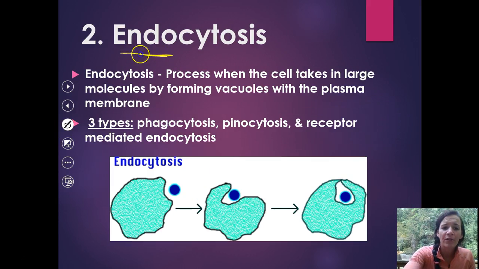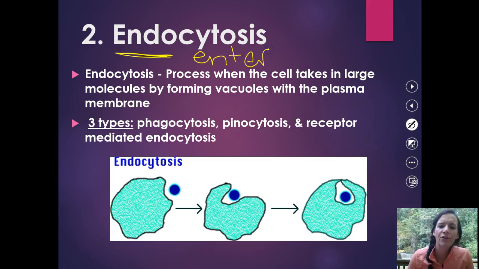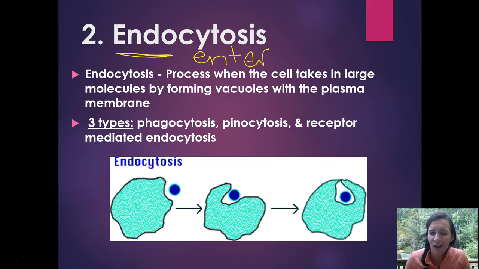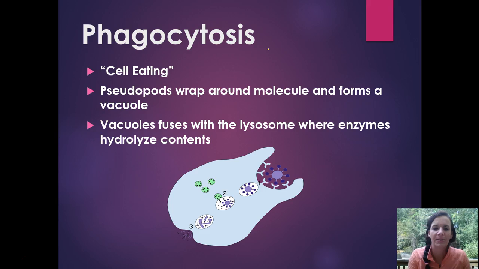Endocytosis, endo meaning enter, is a good way to remember that. In endocytosis, things are entering the cell. In this case, the cell is taking in large molecules. It forms some sort of vacuole with a plasma membrane, and then it brings it into the cell. There are three types we'll talk about: phagocytosis, pinocytosis, and then receptor mediated endocytosis.